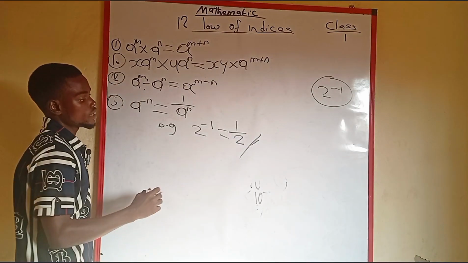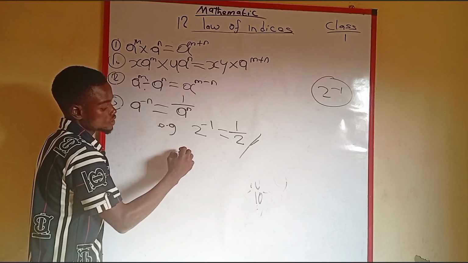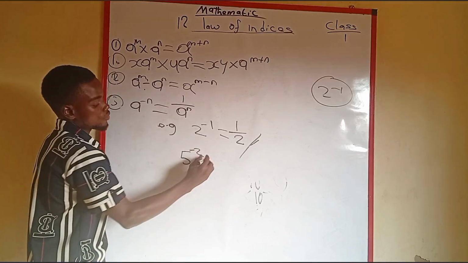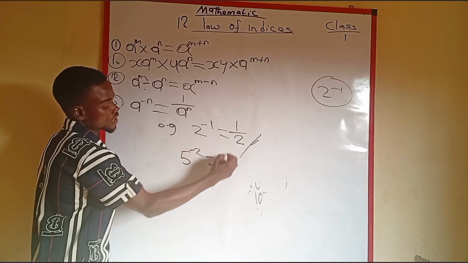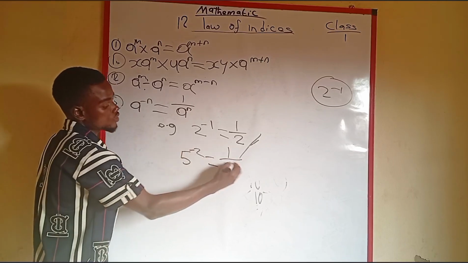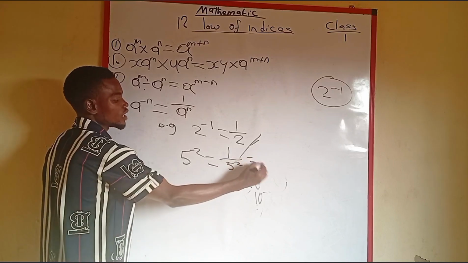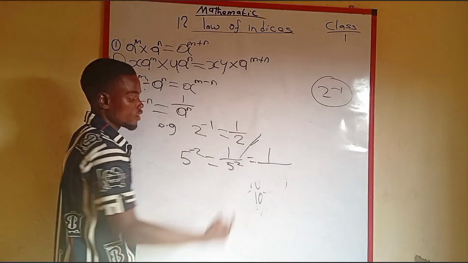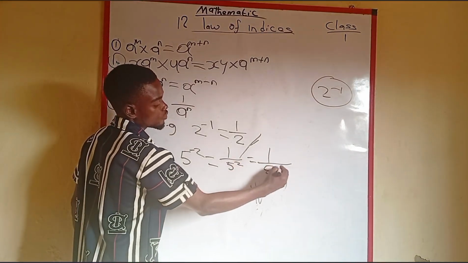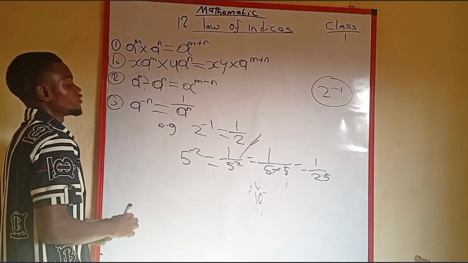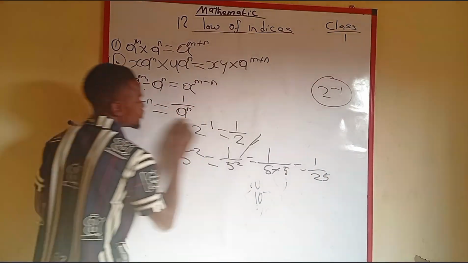Let's look at another example of this. Let's say simplify 5 raised to the power negative 2. It's still the same thing. I'm going to have this equal to, the negative will form 1 over the 5, which is the base, and the 2 will come closer to 5. I'm going to have 1 all over 5 raised to the power 2, which means 5 multiplied by 5, which gives us 1 over 25. All right, that is for rule number 3.